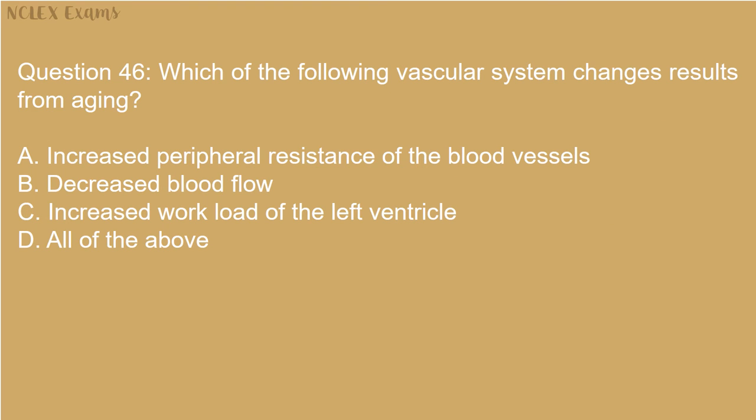Question 46. Which of the following vascular system changes results from aging? A. Increased peripheral resistance of the blood vessels. B. Decreased blood flow. C. Increased workload of the left ventricle. D. All of the above.